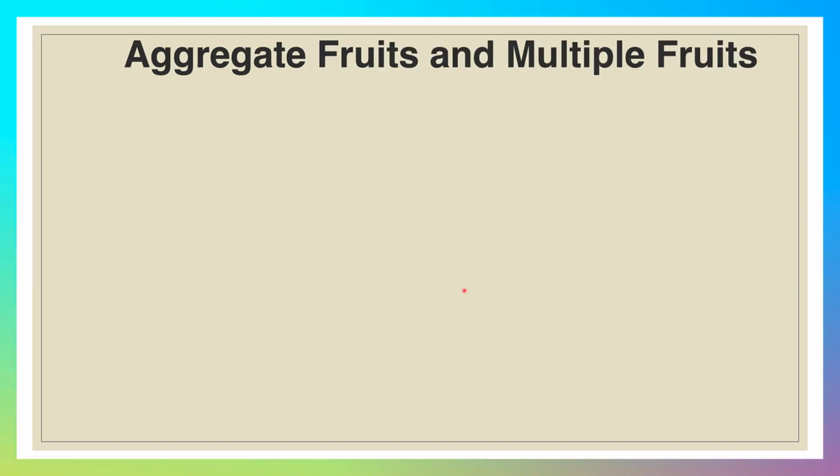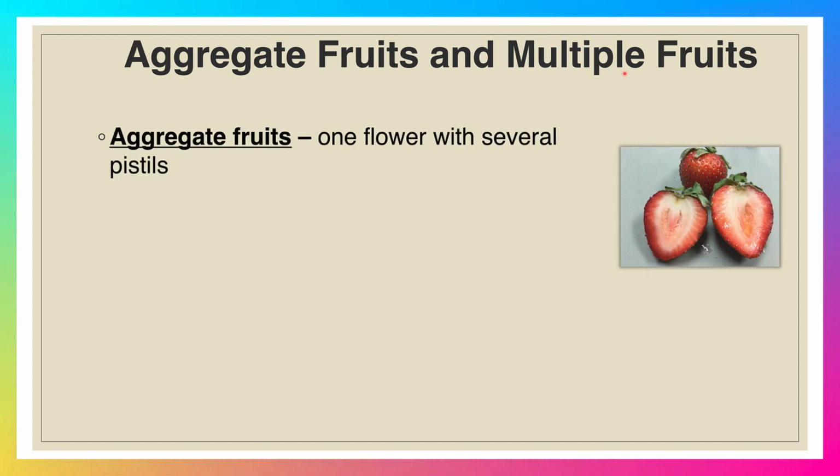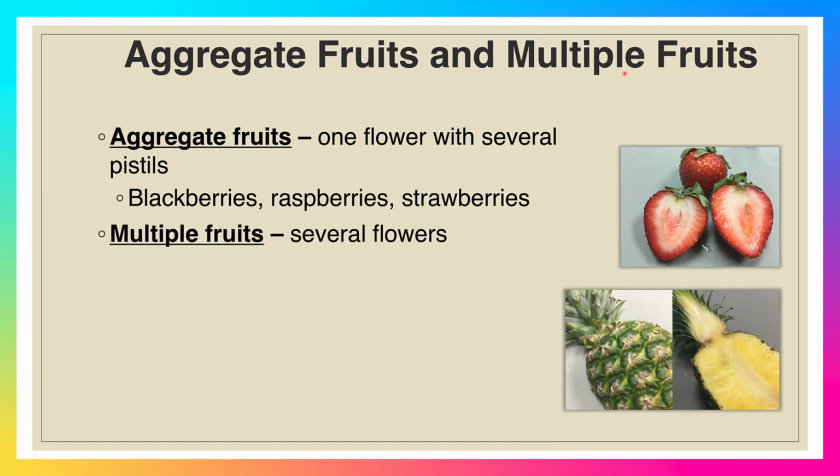Now let's look at a couple examples of aggregate fruits. Remember, an aggregate fruit is a single flower with multiple pistils, and a multiple fruit is multiple flowers. So an example of an aggregate fruit would be shown here, a strawberry. Blackberries, raspberries, and then strawberries. Multiple fruits have several flowers. The example is a pineapple.